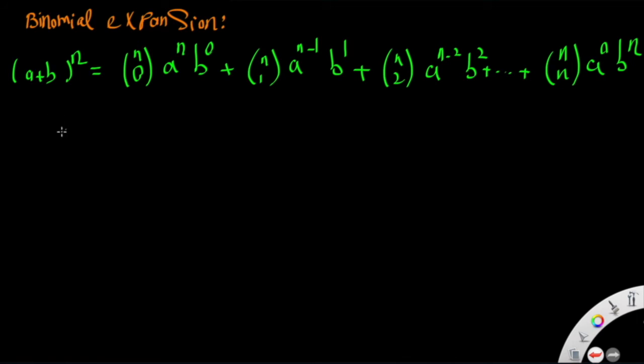Some points you need to know before going for some examples. First thing is that combination of 0 and n is 1. And the second one, combination of n and n is also 1.